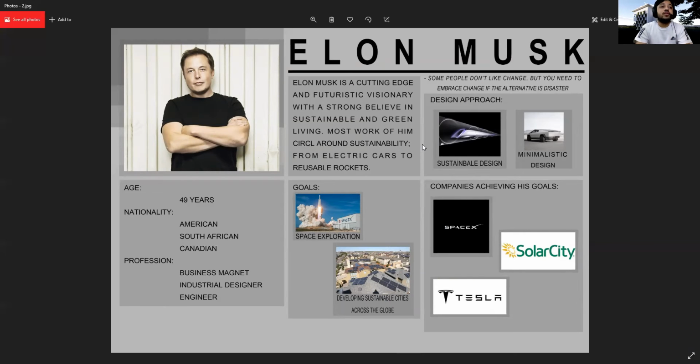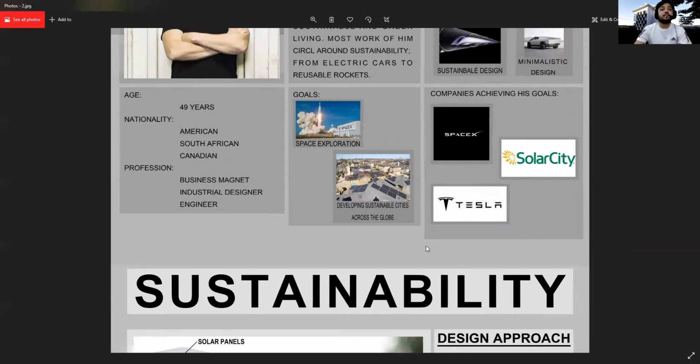So my client is Elon Musk. He is 49 years old. His nationalities include that he is an American, a South African, and a Canadian. For his professions, he is considered to be a business magnate, an industrial designer, and an engineer. As he is a designer, he also designs some of his own products, and he uses this type of design approach for most of his designs. He uses sustainable designs and minimalistic design.